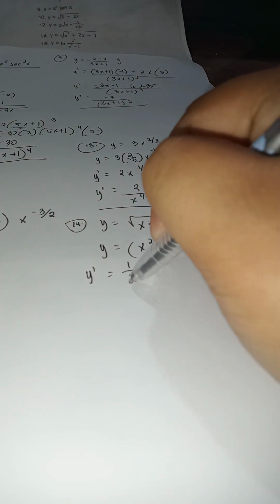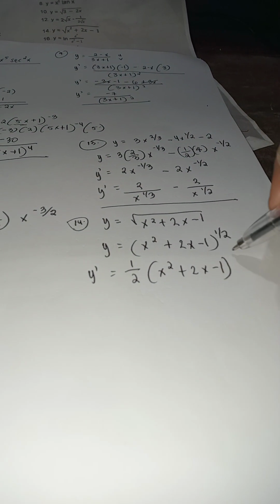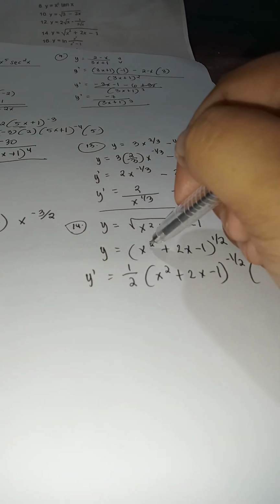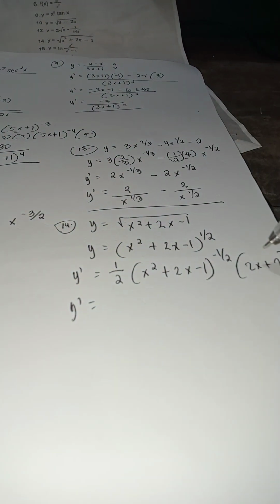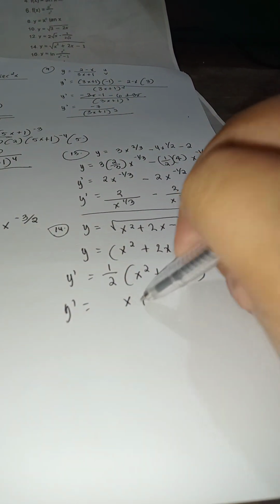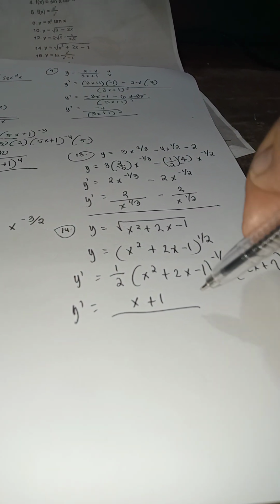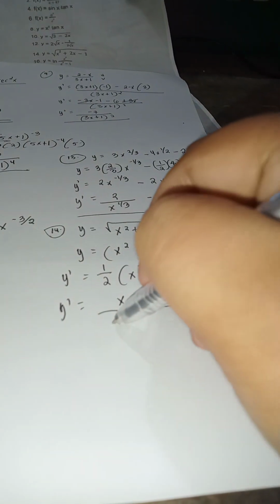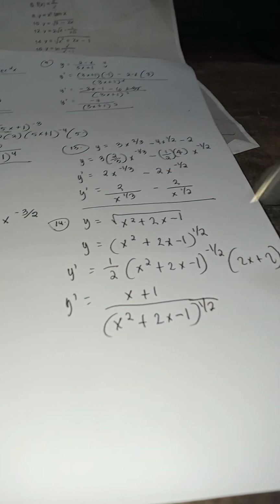So copy 1 half (x squared plus 2x minus 1), 1 half minus 1 is negative 1 half, times the derivative of x squared plus 2x, which is 2x plus 2. So we are going to multiply 1 half times 2x plus 2, which results in x plus 1 over, since it is a negative exponent, we are going to put it in the denominator. So (x squared plus 2x minus 1) to the 1 half. Okay. So next is number 15.